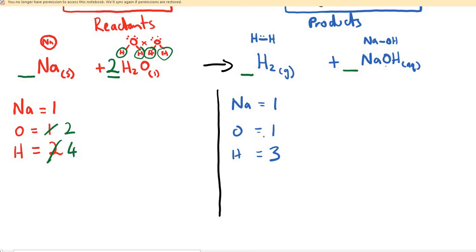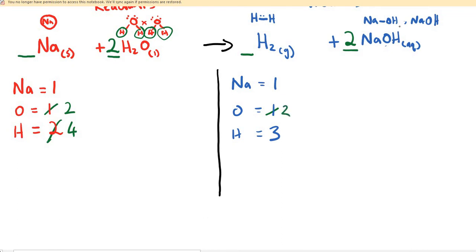We had 2 on this side, we need 2 on the right side. So we're going to have to put a big 2 in front here so that we now have 2 sodium hydroxide units. So I'm going to put another one there. So the big 2 says we've now got 2 of these. That means we've got 2 oxygens, which is what we want.